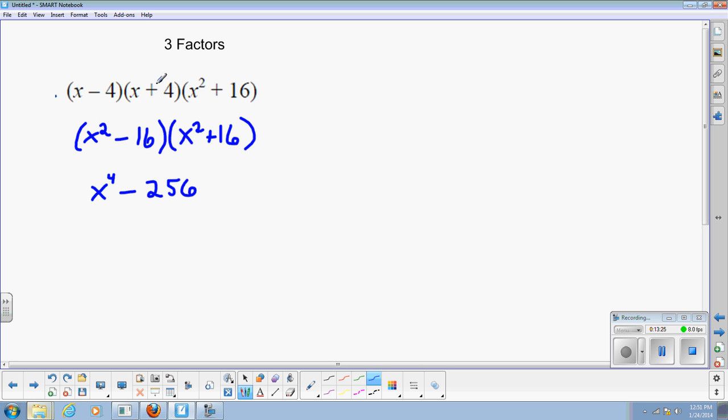So again, when you get 3 factors, multiply 2 of the binomials together first, copy, now multiply the others. If there's patterns like I have in this one, feel free to use the patterns. If you need to write out your distributing, write that out.